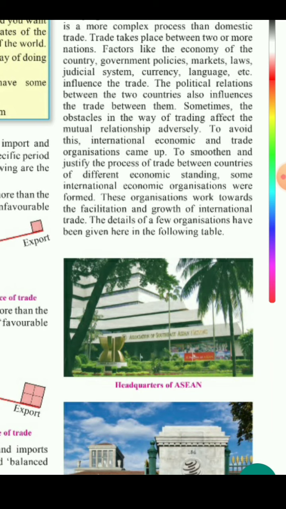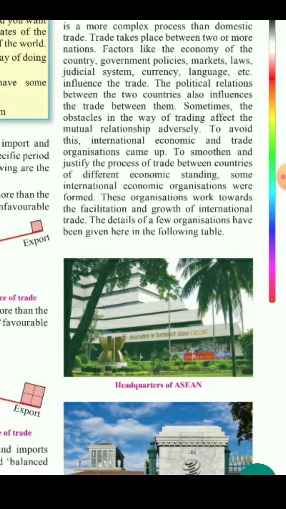Now you know that different countries have different currencies. When you deal in the international market, you have to pay in their currency. So that exchange rate, the exchange policy of the currency also plays an important factor. Also languages. Suppose you want to deal with a Japanese company and you don't know the language, it will become very difficult to communicate with them unless you have an interpreter. So can you see, these are the different factors that influence the trade. Let us see those factors once again. Economy of the country, government policies, markets, laws, judicial system, currency, language, etc.